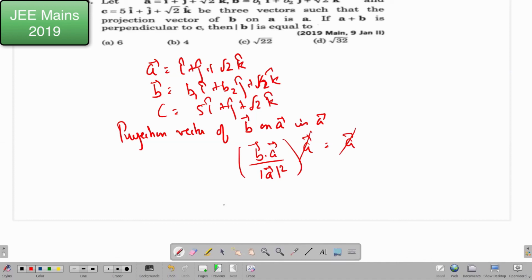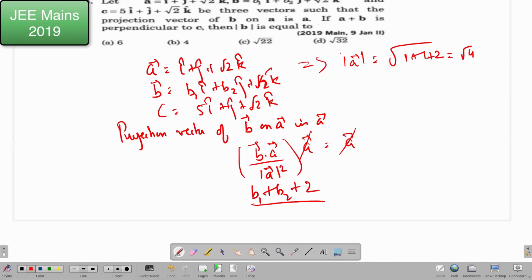So we need B dot A, that is the dot product of B and A. So what I get, B dot A is b1 into 1, that is b1, plus b2 into 1, that is b2, and root 2 into root 2, that is 2. And mod of A square is 1 plus 1 plus 2, that is 4. So b1 plus b2 comes out to be 2. I denote this by equation 1.